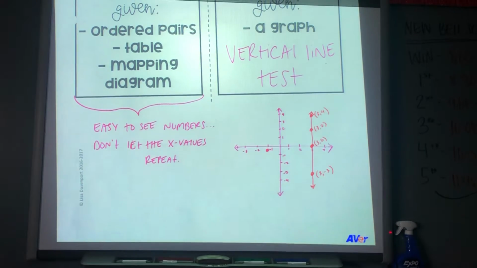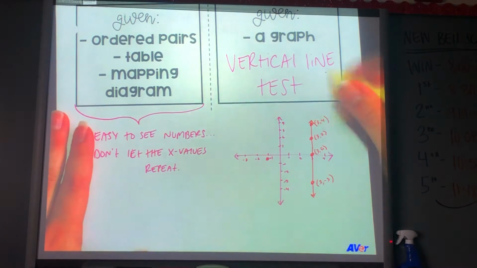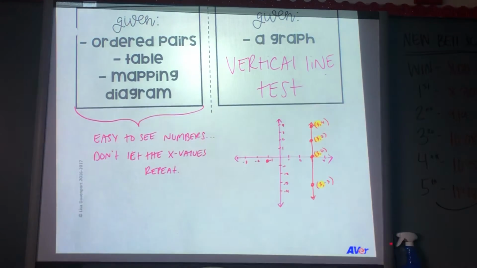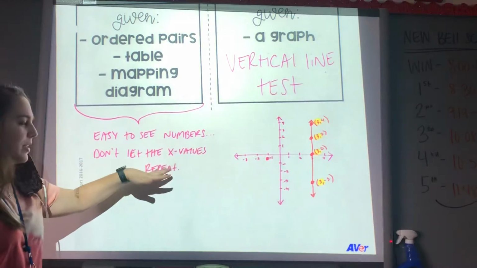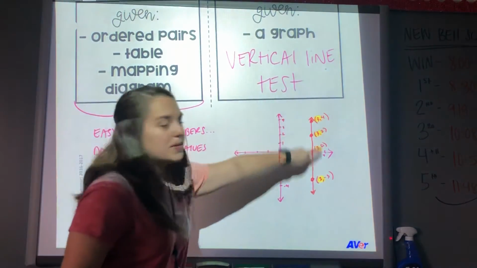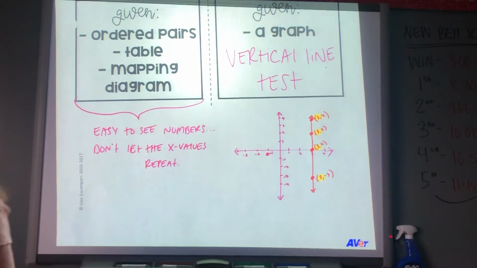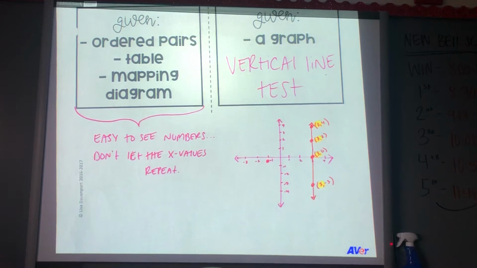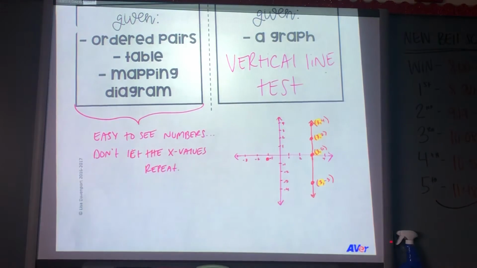Now something you may notice about that line is all the x values repeat. The 3, the 3, the 3, the 3. And I just said over here to not let the x values repeat. So since the x values do repeat on this vertical line, this is not a function. So we use vertical lines on graphs to figure out if a function is a function or not. We need to see if the x's are repeating.